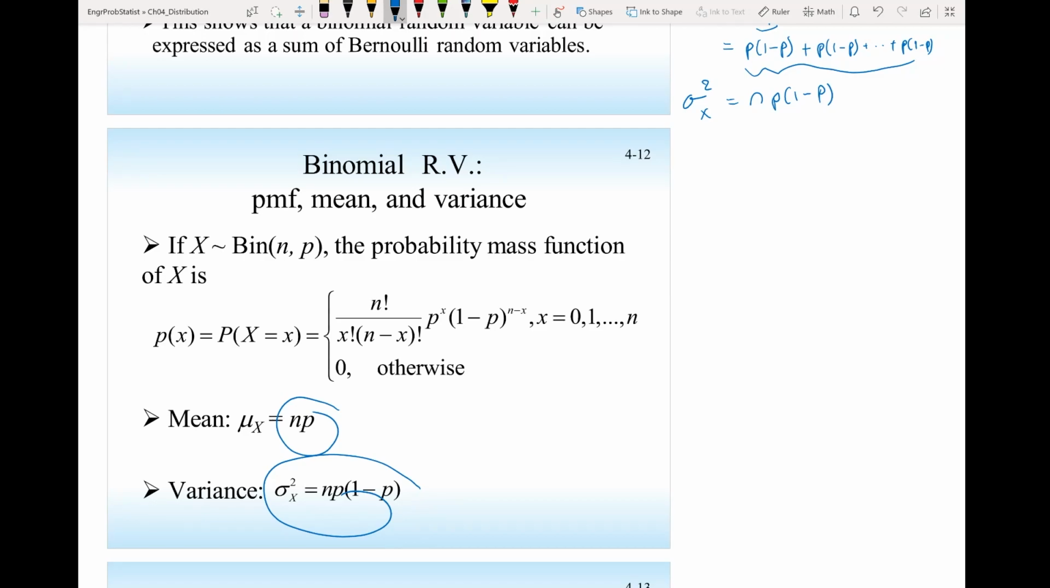Now I want to find the probability mass function. That means the probability p of x, which is the probability that the random variable x will have this value. And here x could be 0, 1, 2, 3, 4, all the way to the n trial. So how do we find it? We can think of it this way.